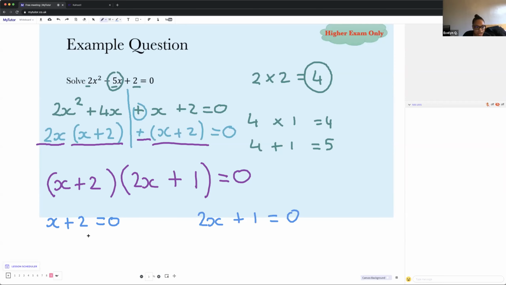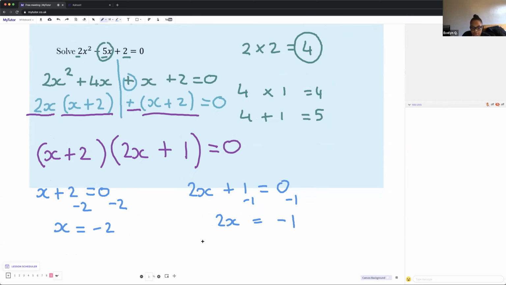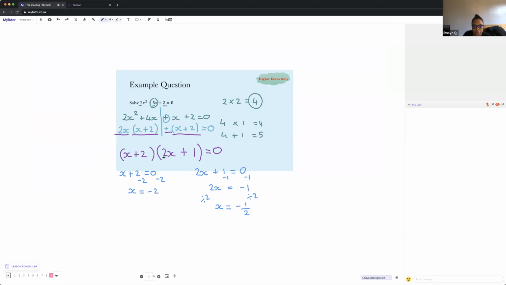Now the left one, I just need to subtract 2 on both sides, so I get x equals minus 2. But the right one is a little bit more tricky. I need to subtract 1 on both sides first, so I get 2x equals minus 1. And then I divide both sides by 2, so that I get x equals to something. So I now have x equals minus 1 divided by 2, which is just minus 1 over 2, or minus a half. Yeah, and that would be your solution.